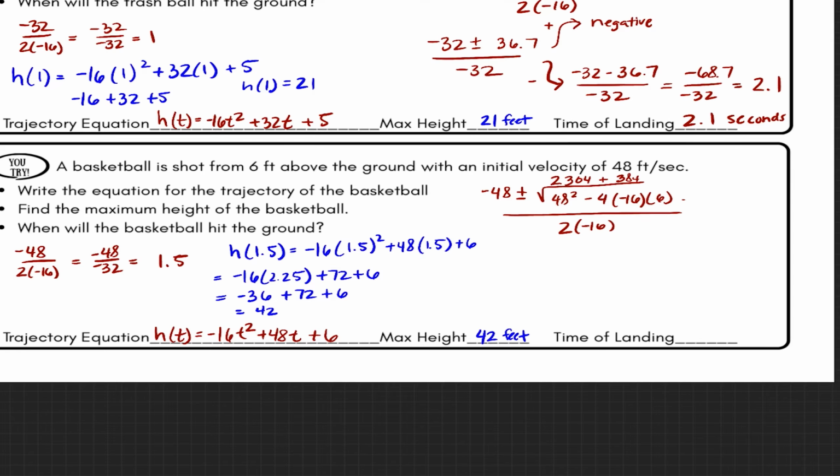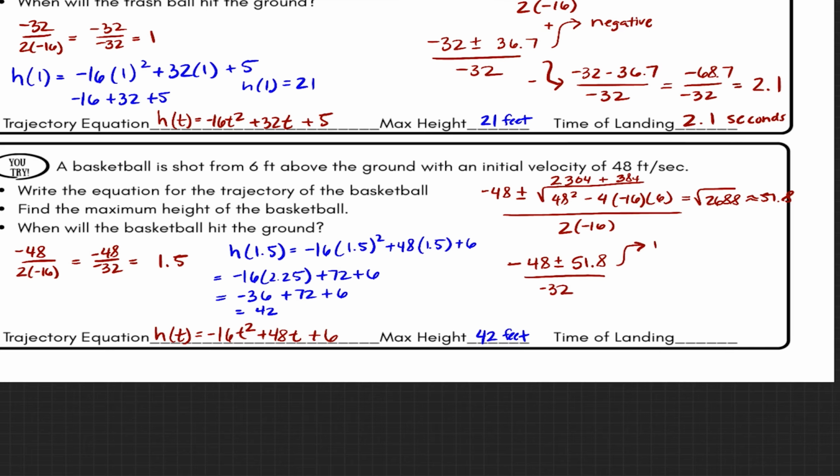And those two add together to equal the square root of 2,688. And we're going to find the square root of that. So 2,688, the square root of that is about 51.8. Okay, so we get negative 48 plus or minus 51.8 all over negative 32.